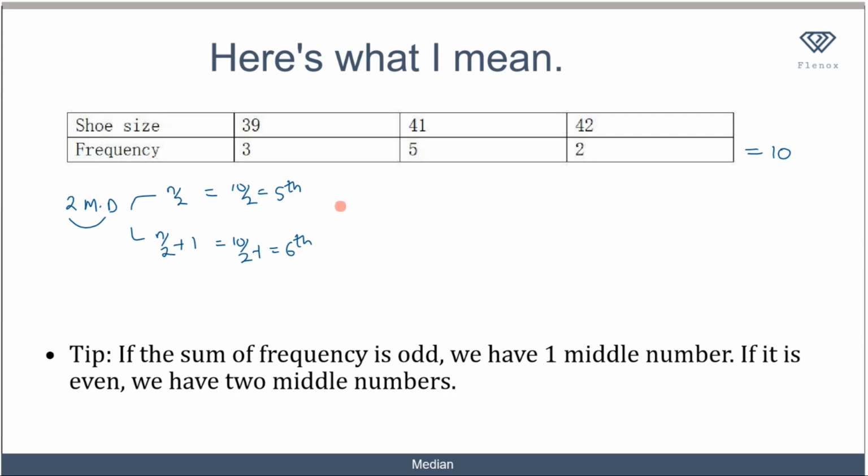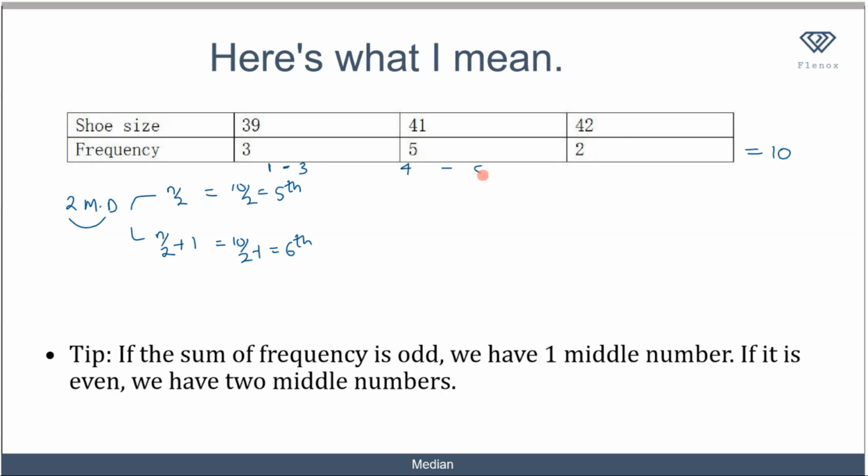So now if I look at this table from the frequency, I will ask myself, where do the fifth and the sixth number fall? If I look at my frequency, I can see that the first three numbers represent the numbers that lie from the first to the third number. So here I have a space of 9. These numbers here represent data from 4 to my what?